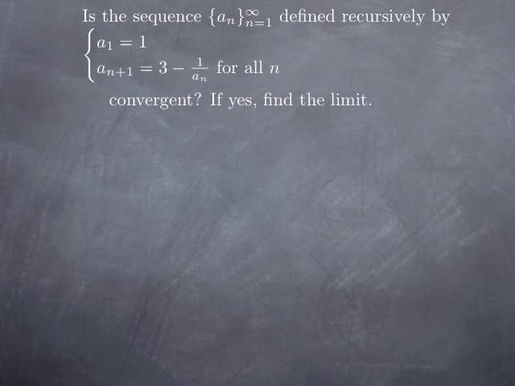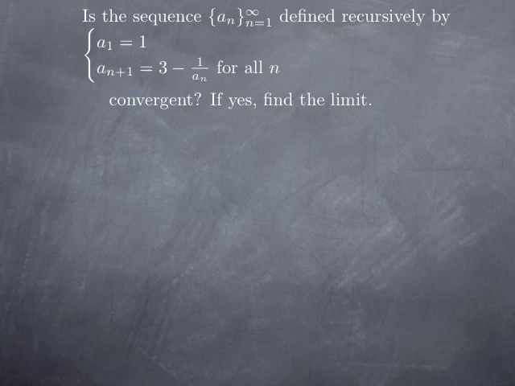So how do we use this result? Let's say we have a sequence that is defined inductively or recursively by giving the first term, a1 is 1, and giving a rule for each n to go from one term to the next, in this case, namely that a indexed by n plus 1 is 3 minus 1 over an. And we want to know if it's convergent, and if it is, we want to find the limit.